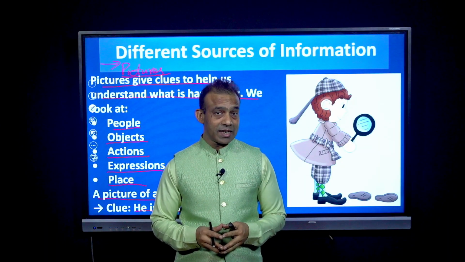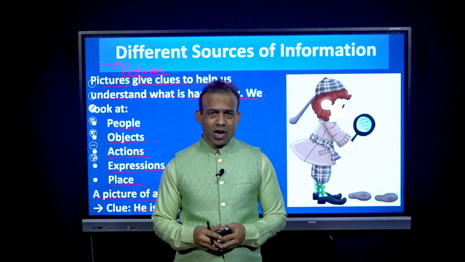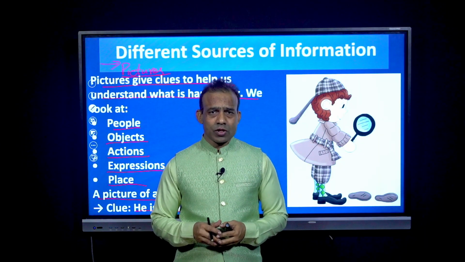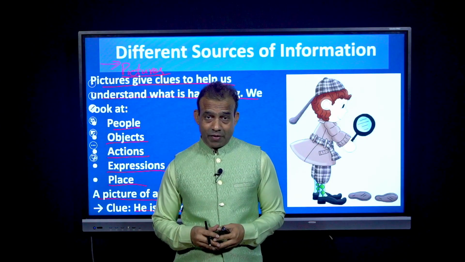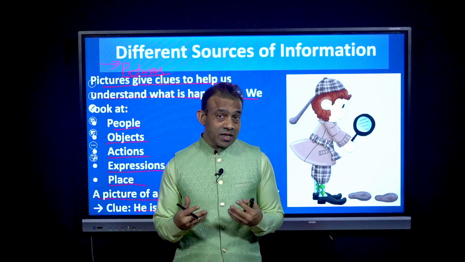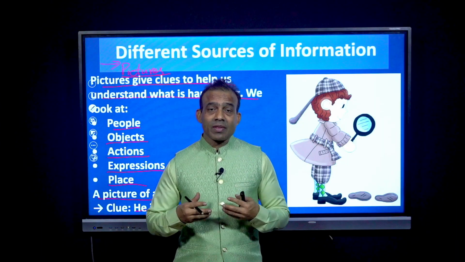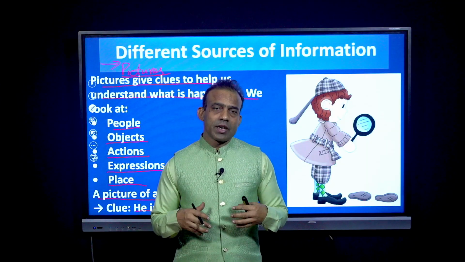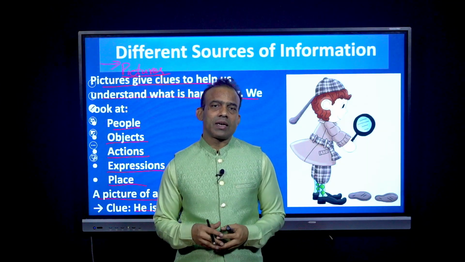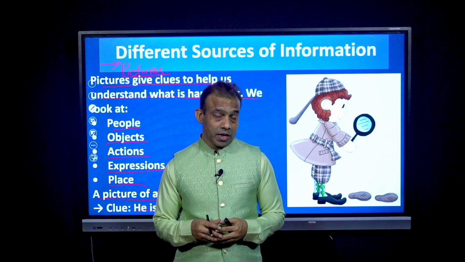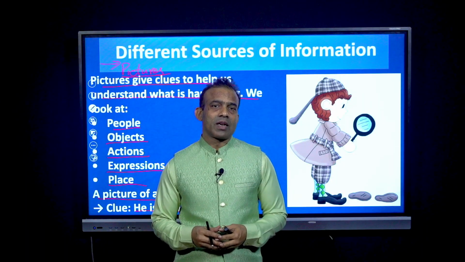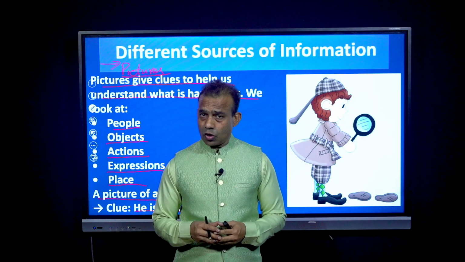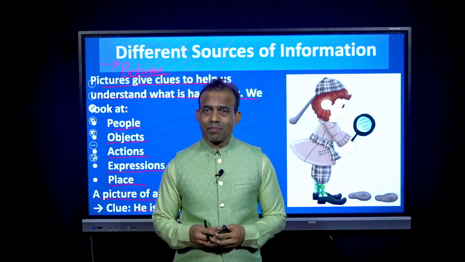So we can get clues from that picture: the boy is ready for going to school. In this way, first of all, we understand from different clues. In these clues we can see he's wearing a uniform, he has his bag, and he's ready for something, and that something is going to school. So this is our first source of getting information, that is called pictures.